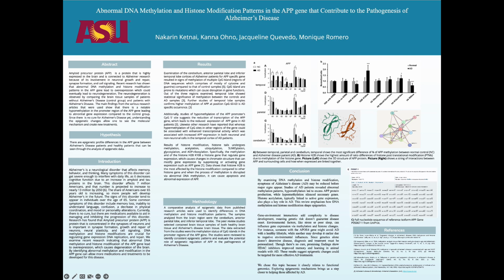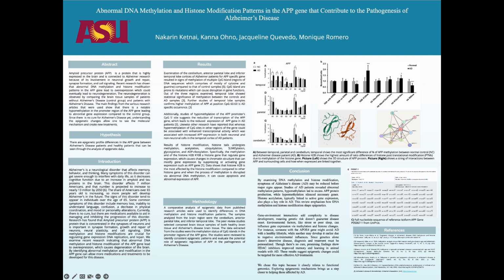By examining DNA methylation and histone modification, symptoms of Alzheimer's disease, or AD, may be reduced before major signs appear. Studies of AD patients revealed abnormal methylation patterns, and hypomethylation led to excess APP protein production, while hypermethylation silenced necessary genes. Histone acetylation, typically linked to active gene expression, also plays a key role in AD. This review emphasizes how DNA methylation and histone modification shape epigenetics.